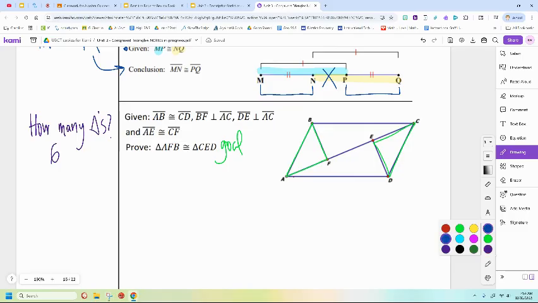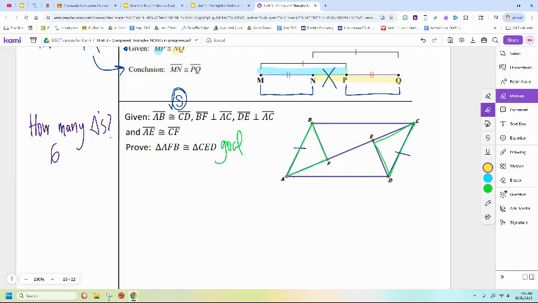So let's look at our first given. We have AB congruent to CD. I'm going to mark it with tick marks. AB congruent to CD. And whoa, slow down, cowboy. That is a side. All right. Now I'm going to mark BF perpendicular to AC. I'm going to use a highlighter to make sure you guys see what I see. And I'm going to erase it. Okay. So BF is perpendicular to AC.